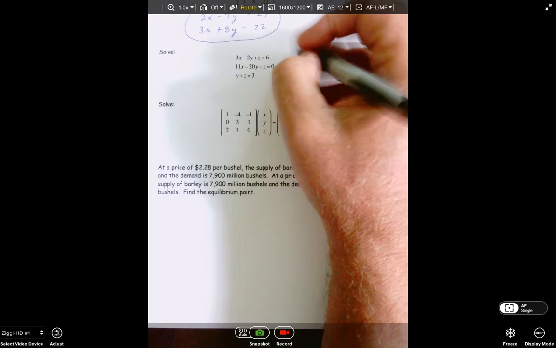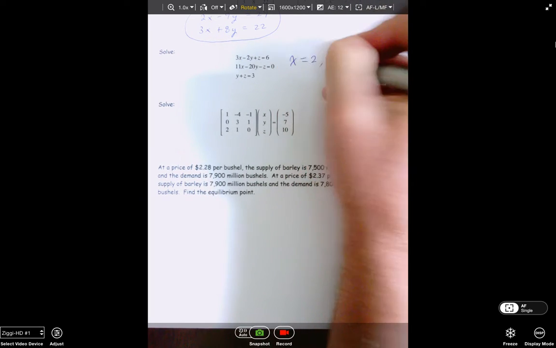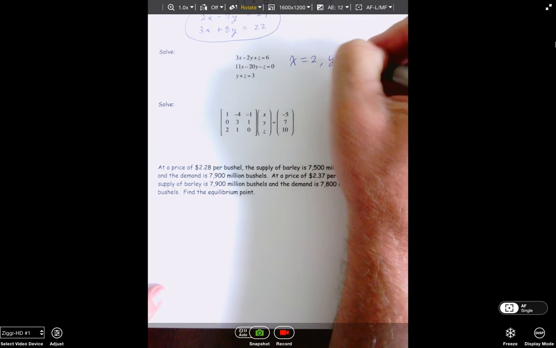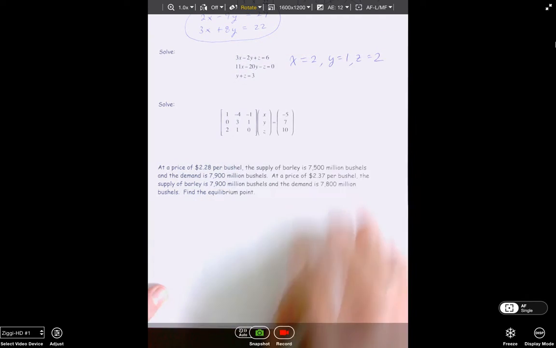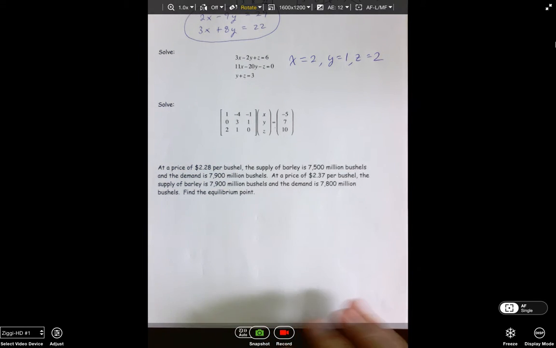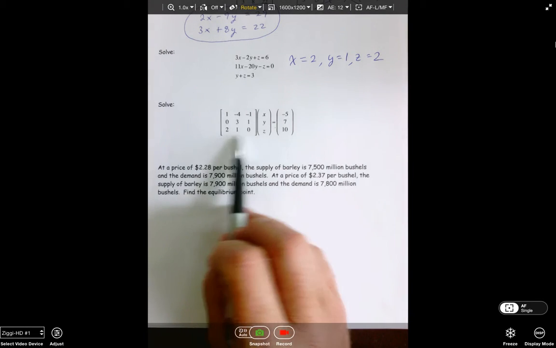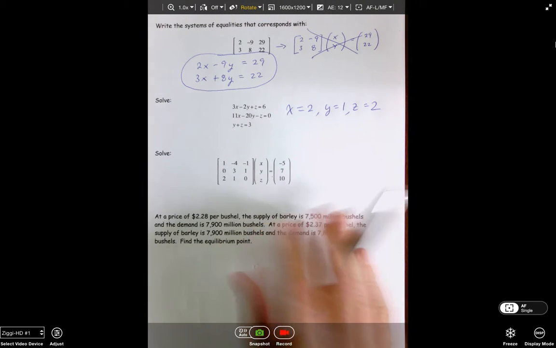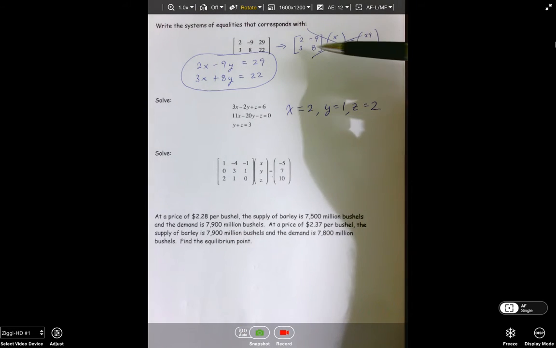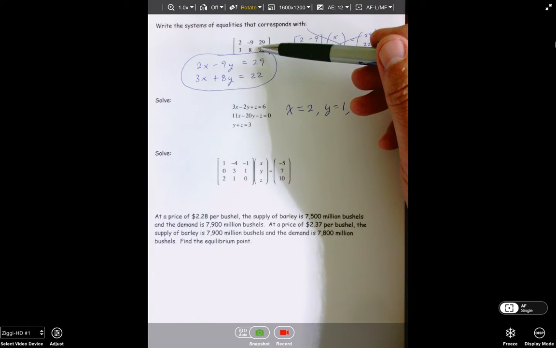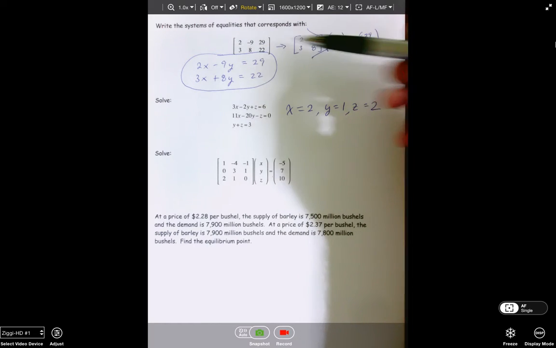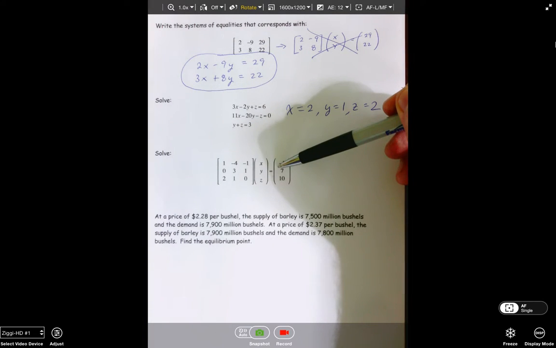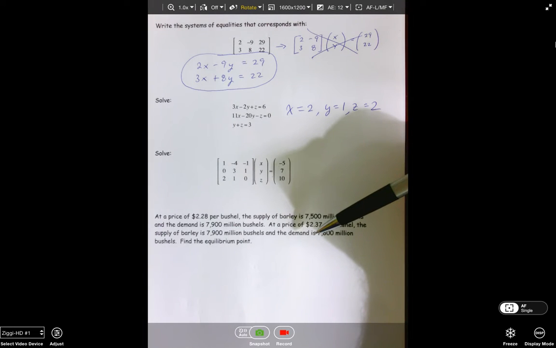So what we can say here is that x is equal to 2, y is equal to 1, and z is equal to 2. Right? Solve. Sometimes we get things that look like this. I kind of let the cat out of the bag, if you will. That's what we have up here. Notice this came from the augmented matrix, which tells us that we can take something like this and create an augmented matrix very easily.